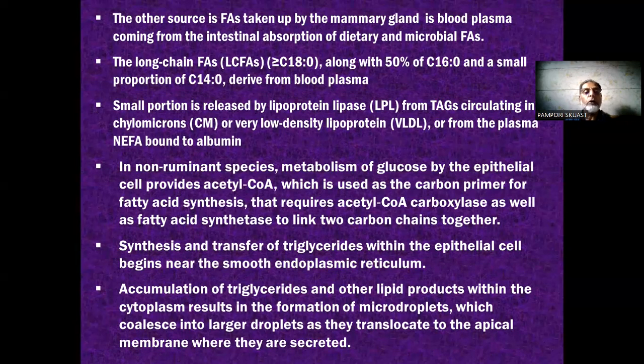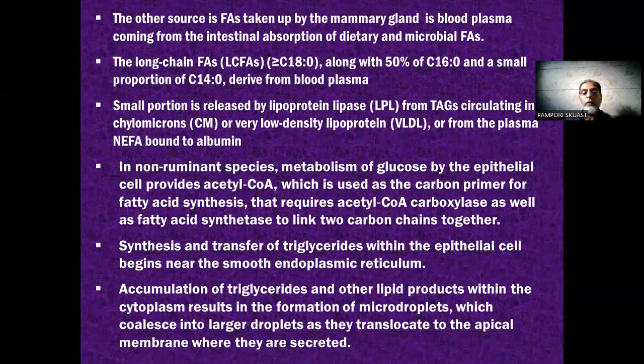In non-ruminant species, metabolism of the glucose by the epithelial cells provides the acetyl-CoA, which is used as the carbon primer for fatty acid synthesis. Since in non-ruminants you won't find the acetates and the butyrates, it is the glucose from which the acetyl-CoA is produced, and the fatty acids are produced and secreted into the milk. So the raw material in non-ruminant species is glucose, whereas in ruminants a good chunk is from these acetates and the butyrates. That requires acetyl-CoA carboxylase as well as fatty acid synthase to link two carbon chains together.